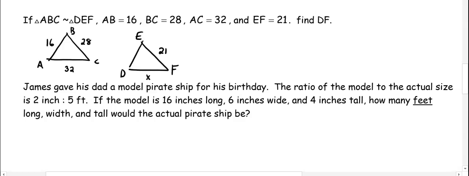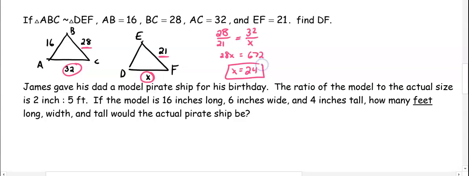So we need to set up a ratio that uses the corresponding sides. So not all sides may be used in this problem. So if I look at the triangle that has two side lengths, 21 and 28 match up. So we have 28 over 21, and x and 32 match up. So 32 over x. So I did the first triangle over the second triangle. So when I cross multiply, I get 28x is equal to 672. When we divide, we get x is 24.